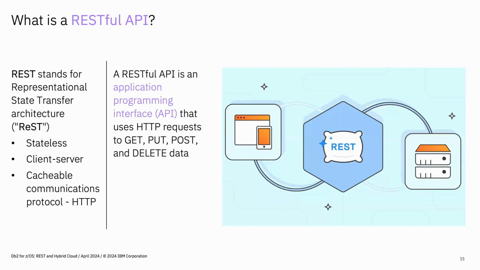A RESTful API: API is an application programming interface, an interface that is used to program applications. We started by talking about web and mobile applications. So this API is the interface that's used to program them. It uses HTTP requests, so this is get, put, post, delete, anything like that. That's what we're going to be talking about in this presentation today.